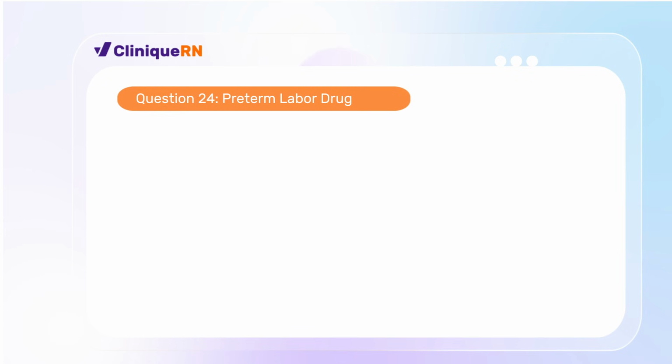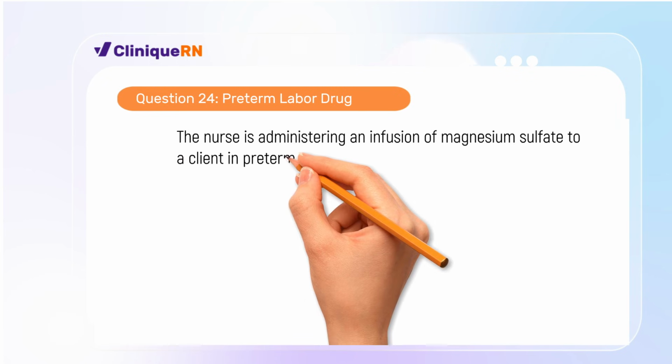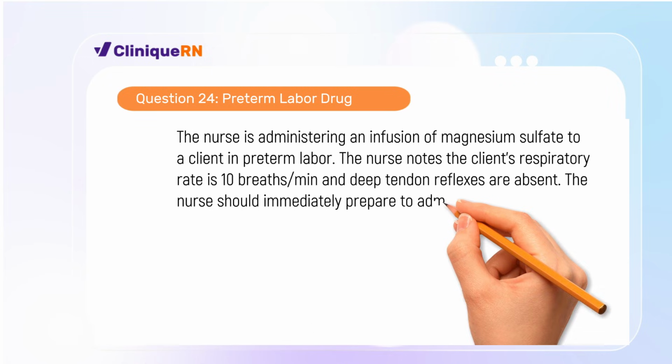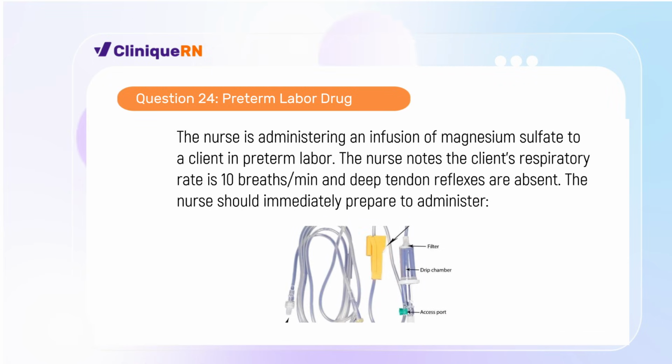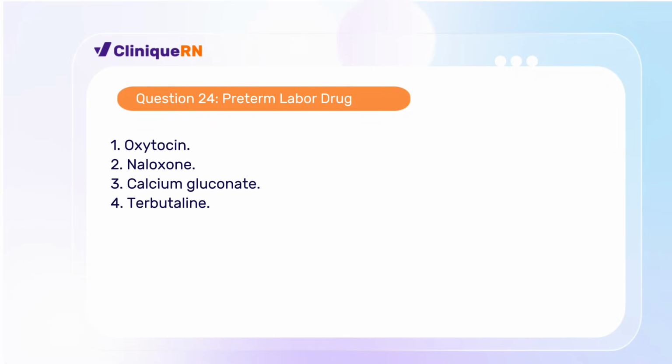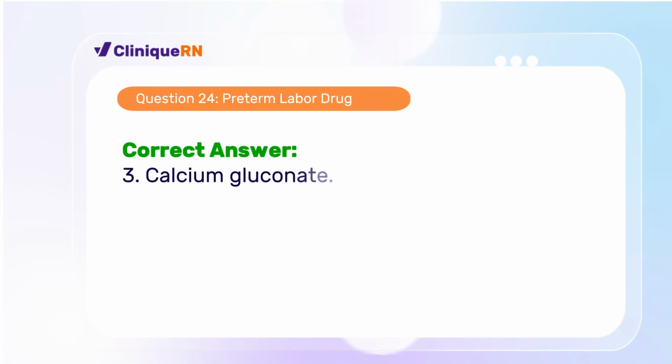Question 24. Preterm labor drug. The nurse is administering an infusion of magnesium sulfate to a client in preterm labor. The nurse notes the client's respiratory rate is 10 breaths per minute, and deep tendon reflexes are absent. The nurse should immediately prepare to administer: 1. Oxytocin. 2. Naloxone. 3. Calcium gluconate. 4. Terbutaline.